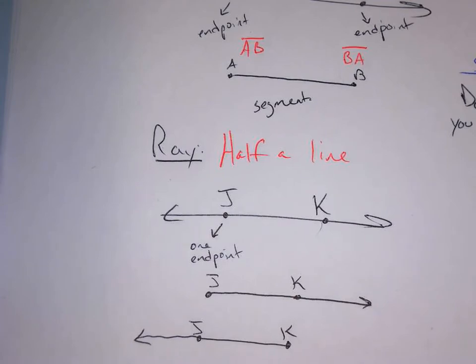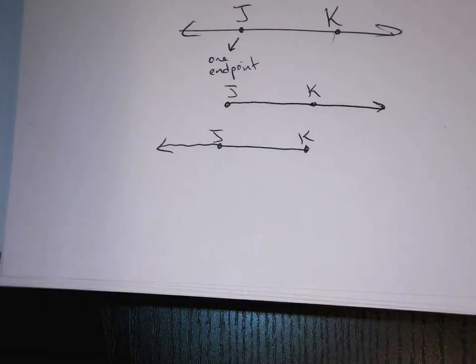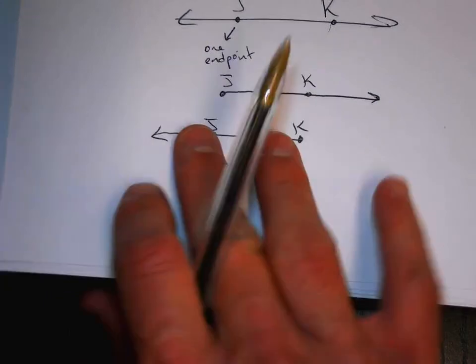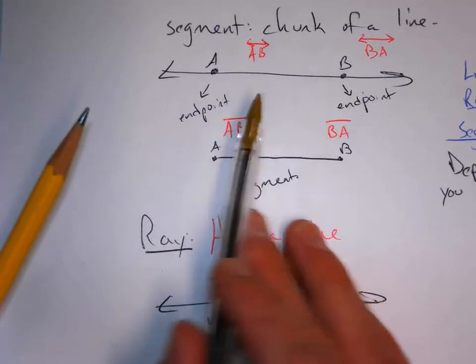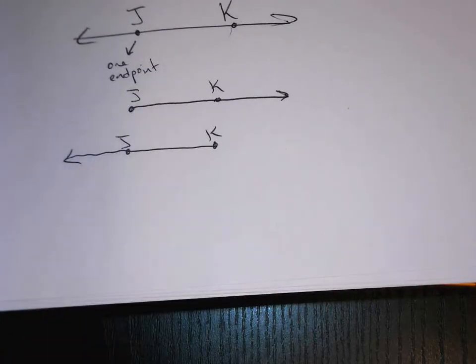Now, where does that come into play? That comes into play with rays. Rays can actually only have one correct name. So lines can have two correct names. Segments can have two correct names. Rays, on the other hand, can only have one correct name.